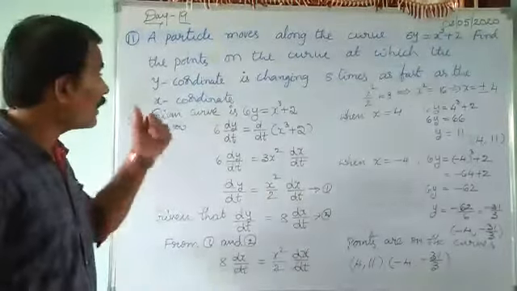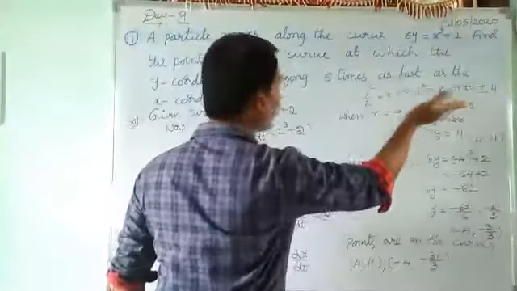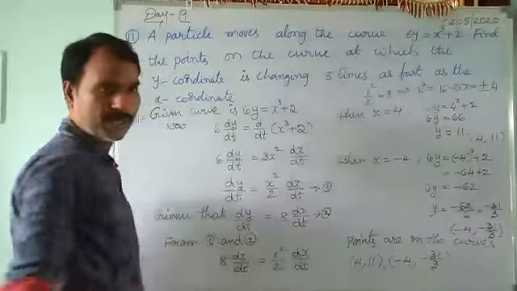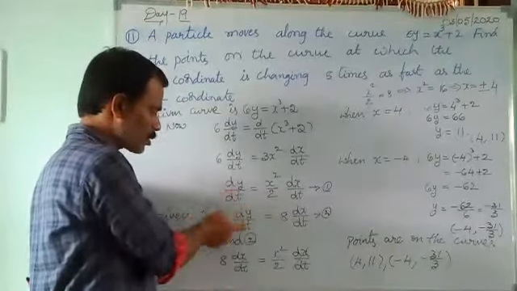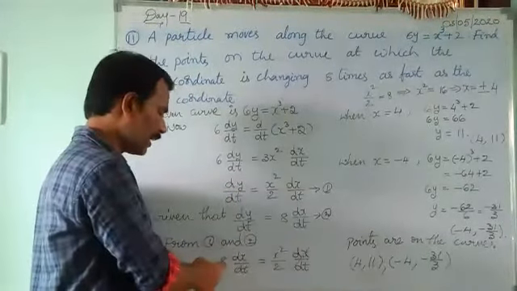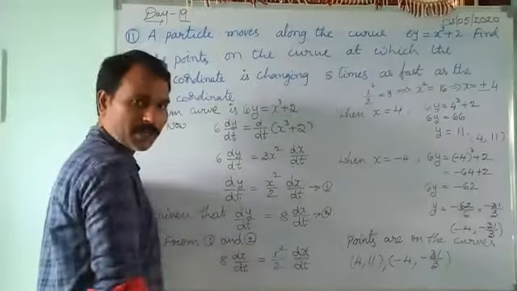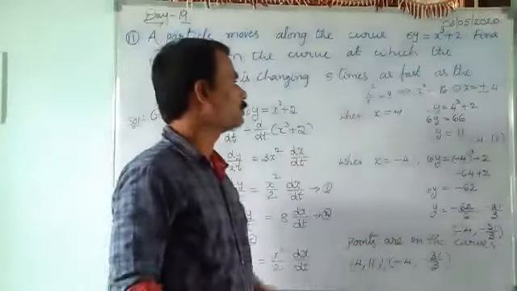Now, already he has given one more condition. What is that? Y coordinate is changing 8 times as fast as the x coordinate means dy by dt is equal to 8 into dx by dt. So comparing these two, these two dy by dt values are equal. What do you get? 8 into dx by dt is equal to x square by 2 into dx by dt. Both dx by dt should be eliminated. Then what do you get? X square by 2 is equal to 8.